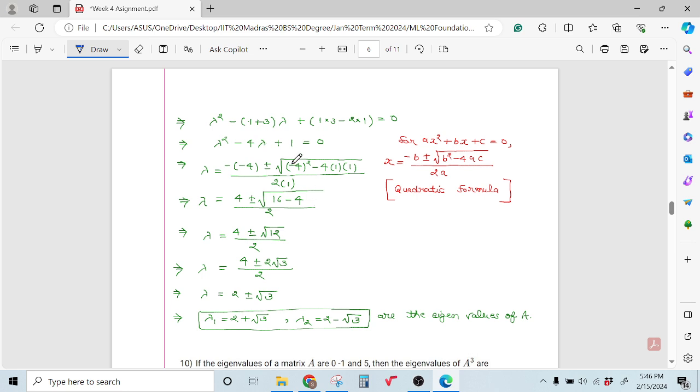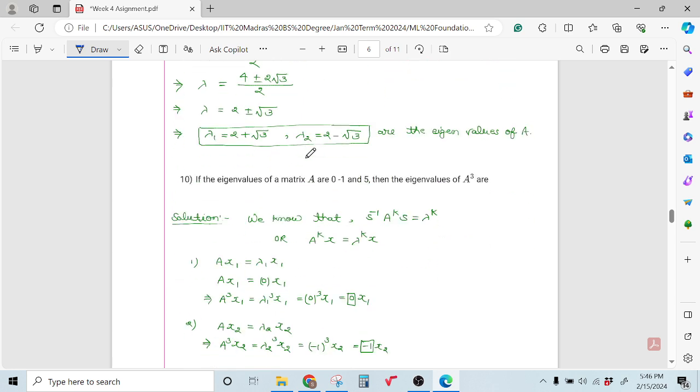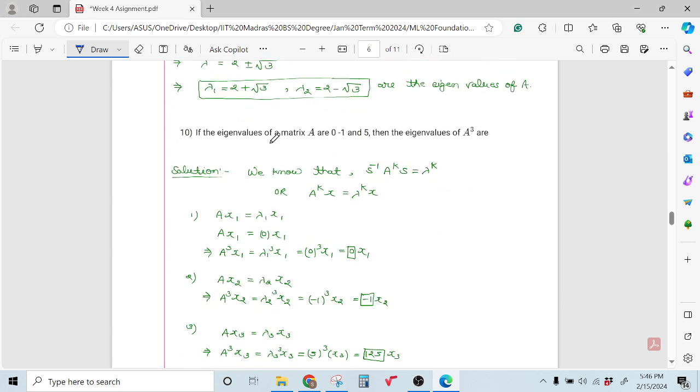So let us solve the 10th problem of this series. If the eigenvalues of a matrix A are 0, minus 1 and 5, the eigenvalues of A cube are? So in this problem we will use the property. What is the property? We know that A to the power k x is equal to lambda to the power k x, where lambda is an eigenvalue of the matrix. So we will use this property and solve this problem.